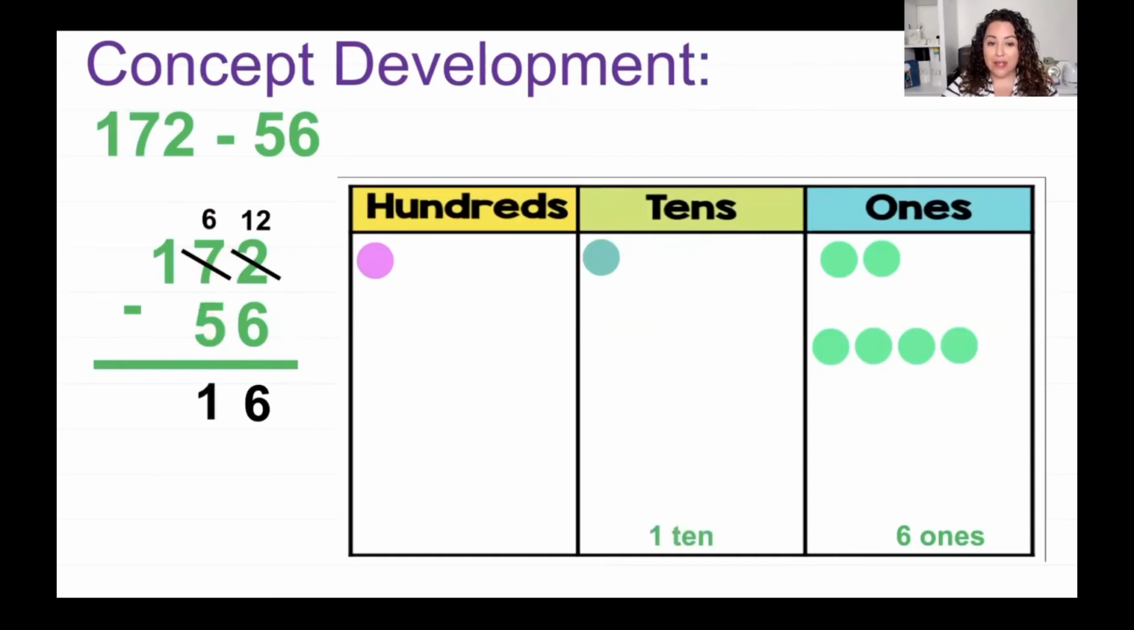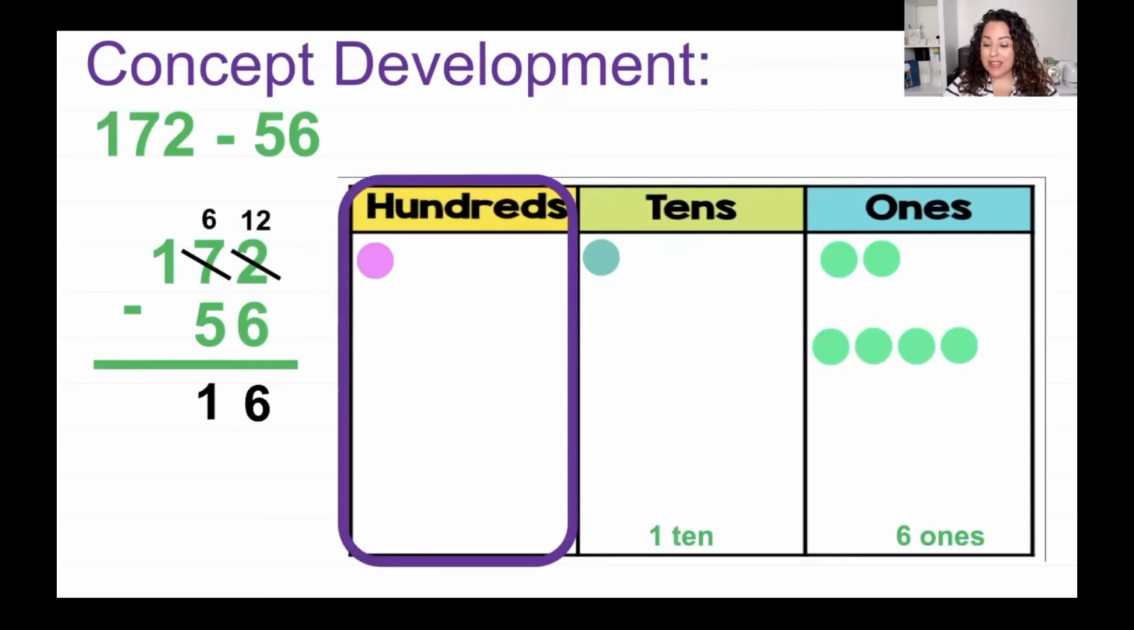And then that 100 is there all by itself. I don't need to do anything to that, and I just bring it down. So my answer is 1 hundred, 1 ten, and 6 ones, or 116.